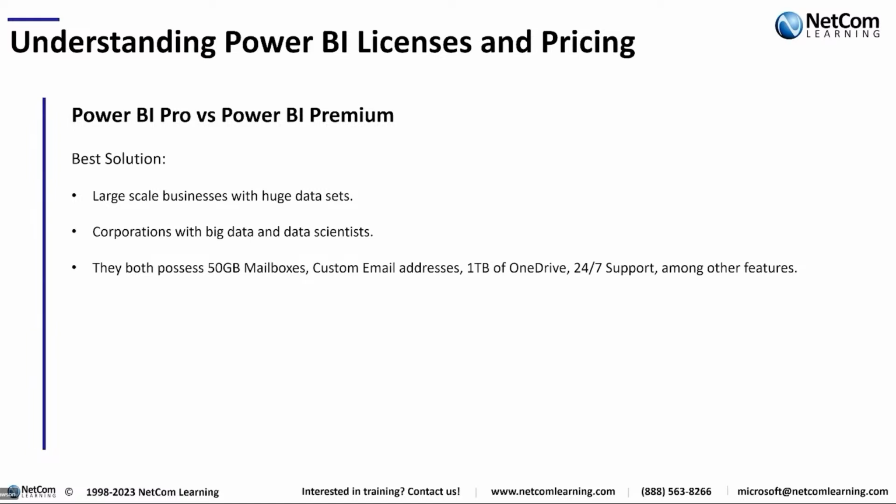Power BI Premium is sort of the highest that you'll have. It's for large-scale businesses that have very large data sets. It works exactly the same as the other versions, except that it's going to be using a much greater amount of information. It'll allow you to store up to 1 terabyte of data from OneDrive. It gives you 24/7 support. It gives you access to up to 50 gigabit mailboxes and custom email addresses and that sort of stuff. All of the things that you would get from an Office 365 high-end level agreement. So an E5 and E6, those sorts of agreements.